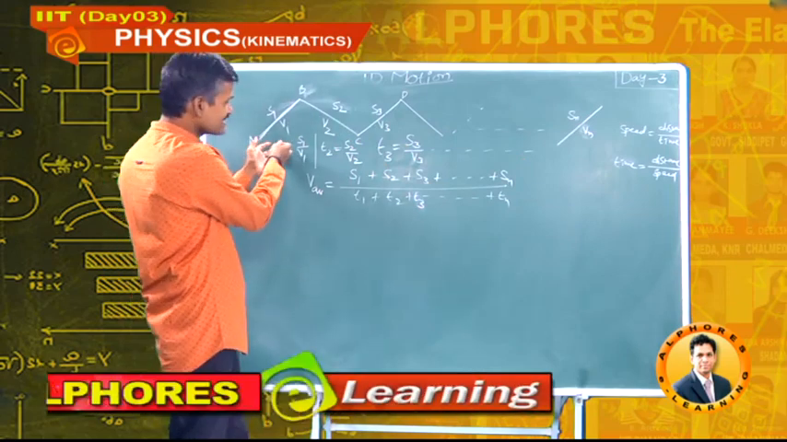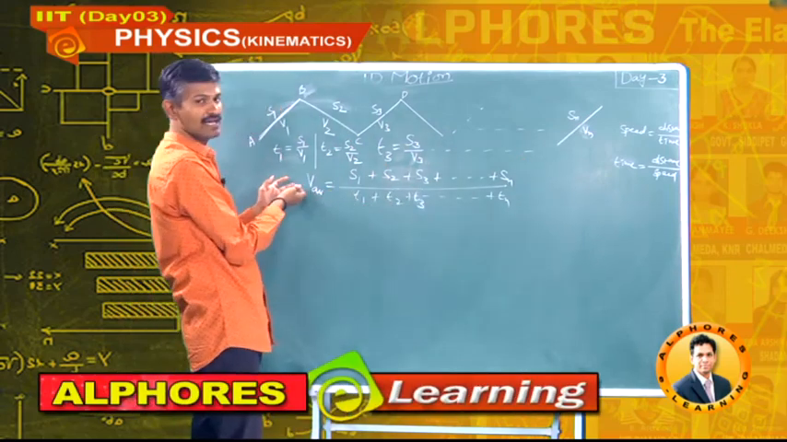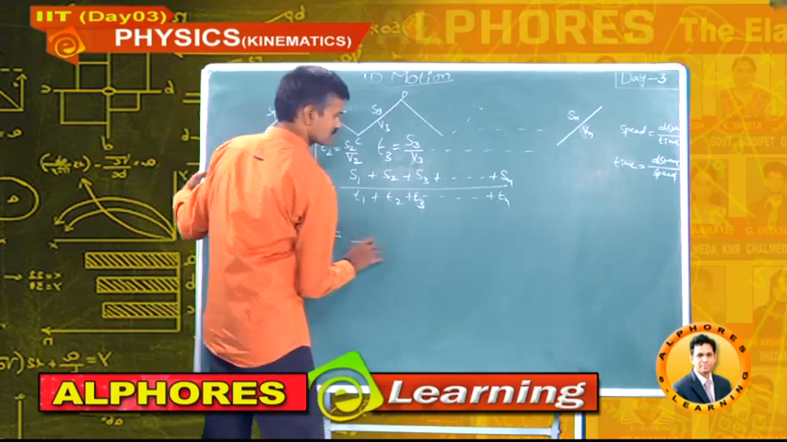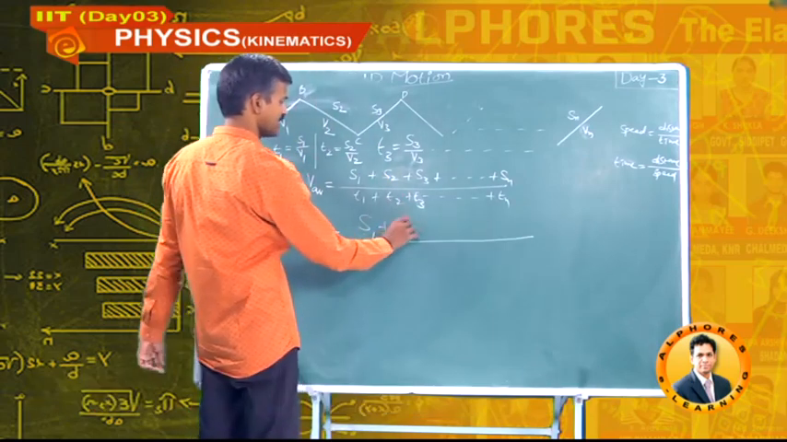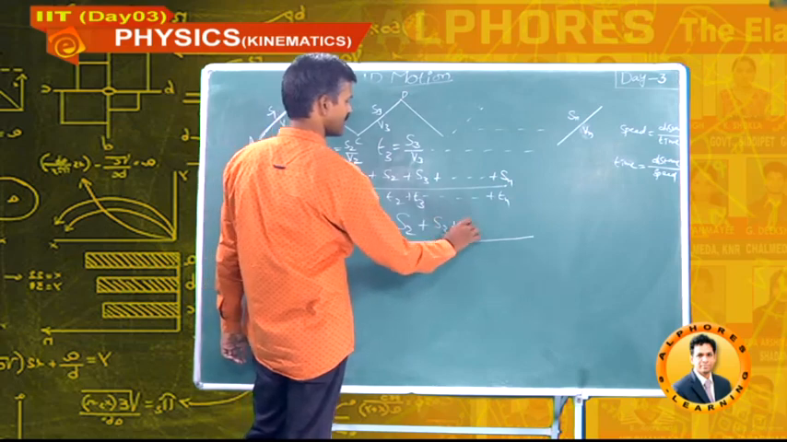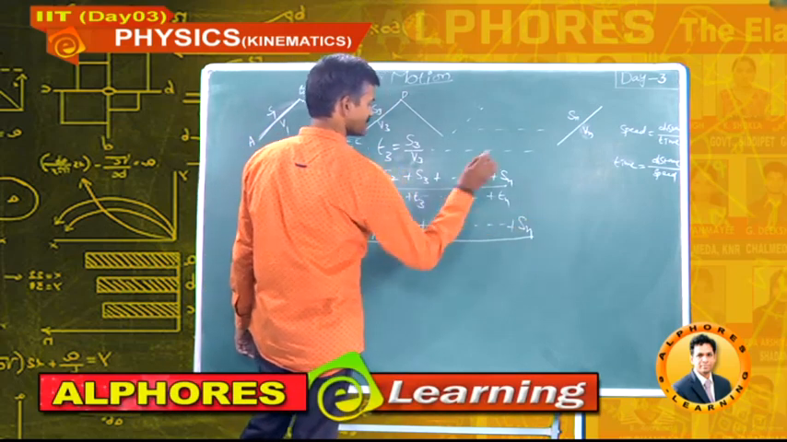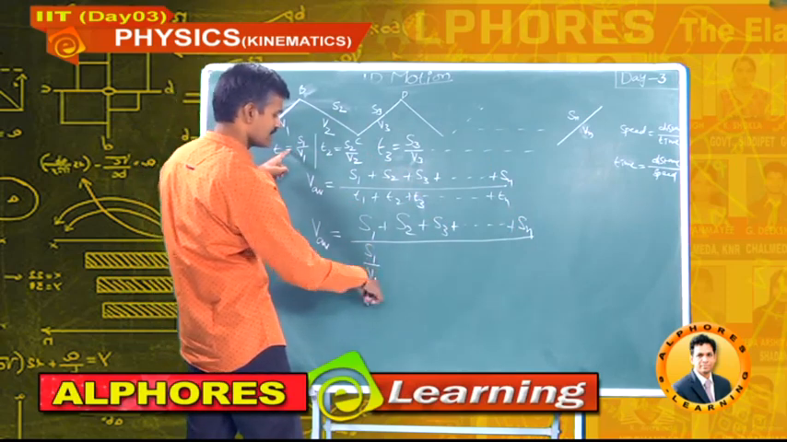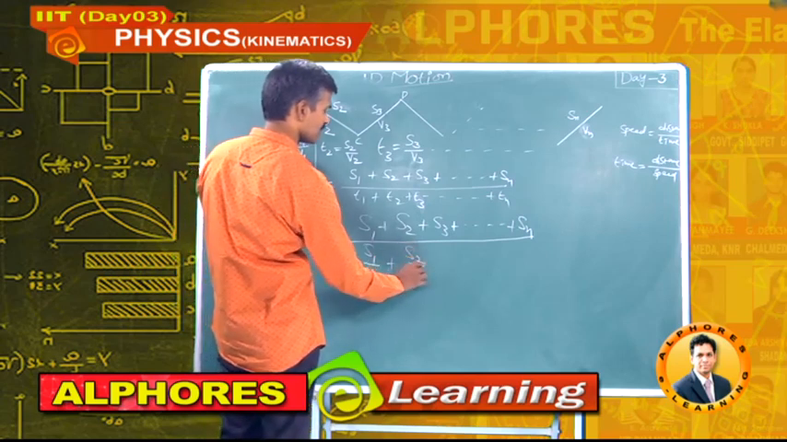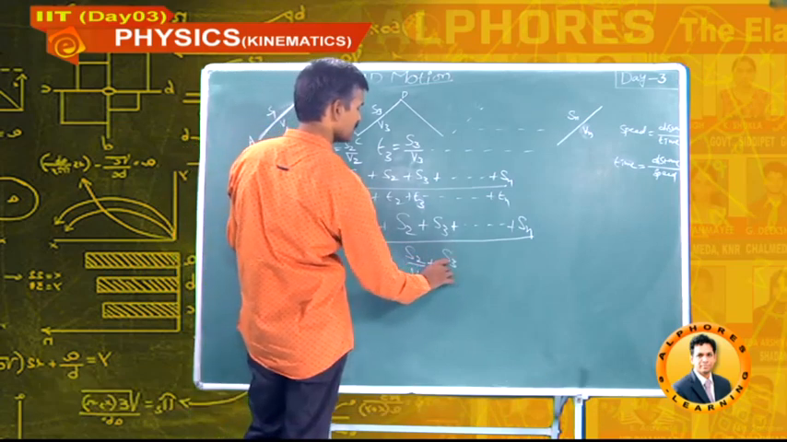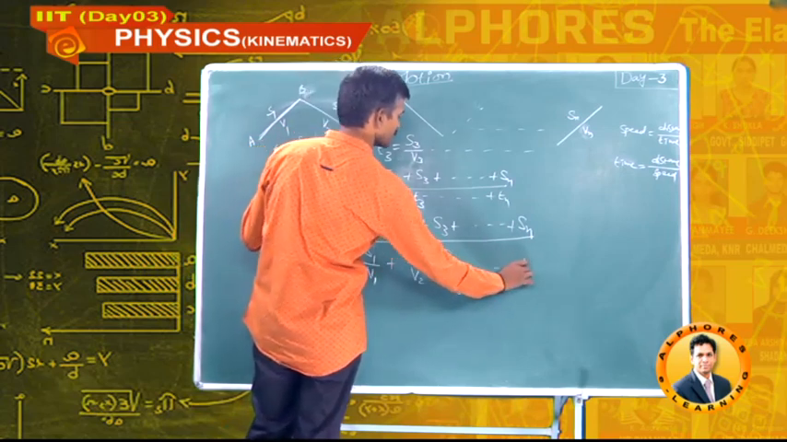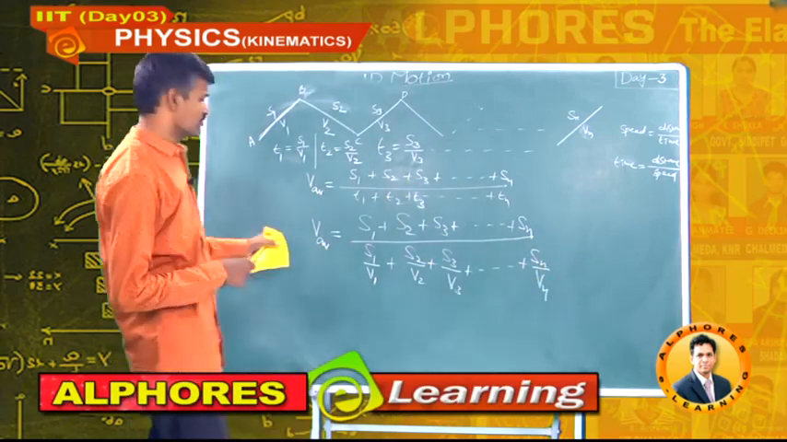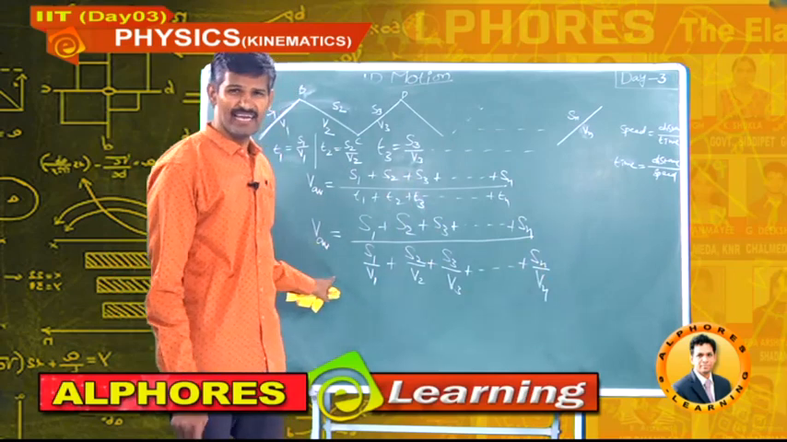On substituting these values in this equation, we can get the average speed. So this average speed is S1 plus S2 plus S3 and so on plus Sn, divided by S1 by V1 plus S2 by V2 plus S3 by V3 plus and so on plus Sn by Vn. With this formula we can derive many formulas.